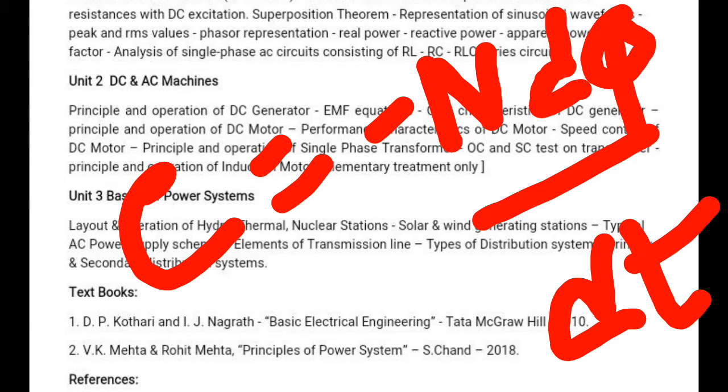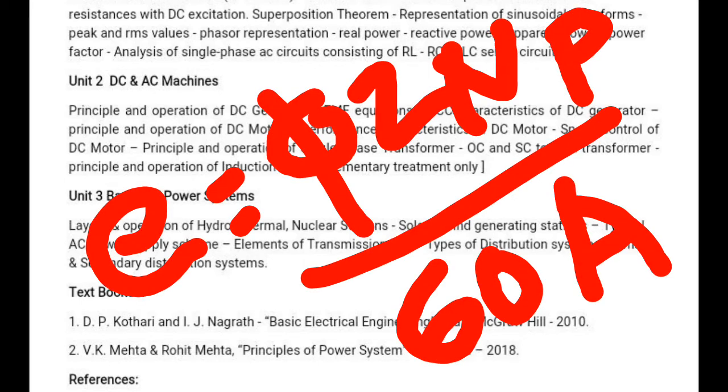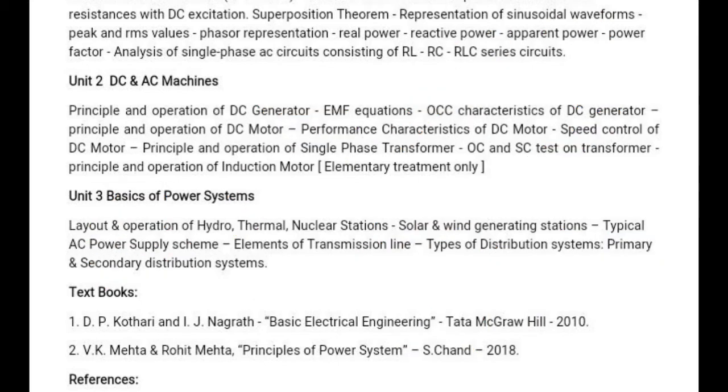After that, what are the types of DC generators? Before that, the EMF equation of a DC generator. The generated voltage in a DC generator is given by E = φZNP/60A. What are the various symbols we are using? Phi is the symbol used to represent the flux. Z is the total number of conductors. P is the number of poles. A is the number of parallel paths.